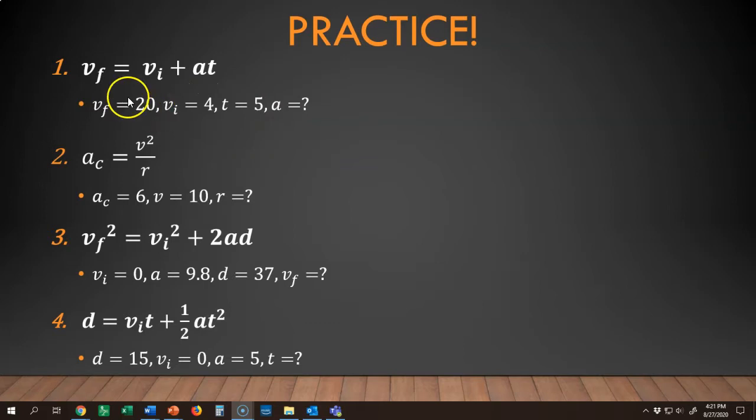have are given here. So in this particular case, you would substitute 20 for VF, 4 for VI, and 5 for T. And then in this one, it wants you to solve for A since there's a question mark here. In the second one, solve for R. Third one, solve for VF. Fourth one, solve for T. Pause the video, take a minute, and do all 4 of these practice problems. And then when you come back, we'll work through them together.